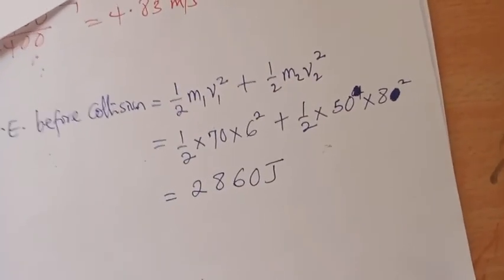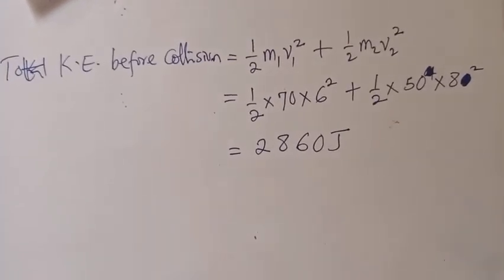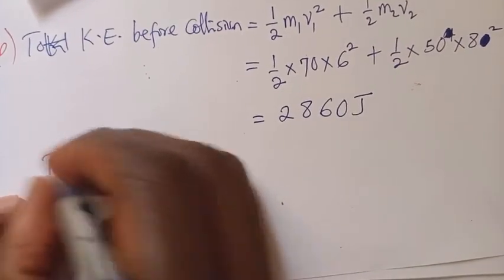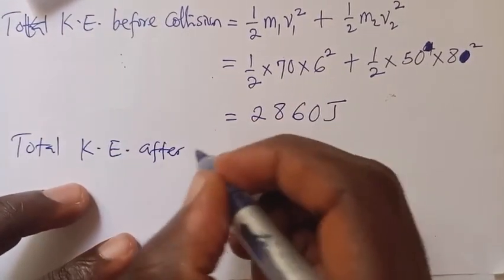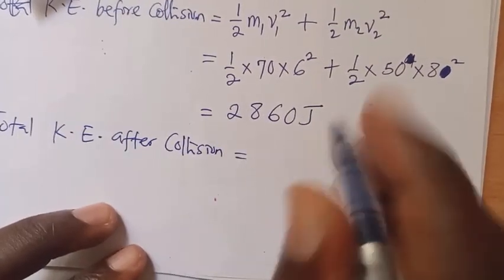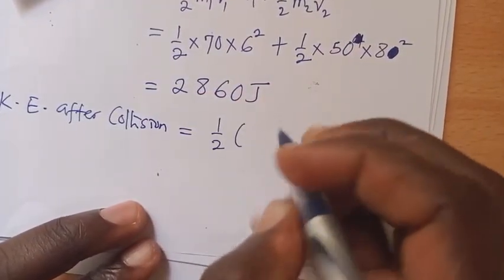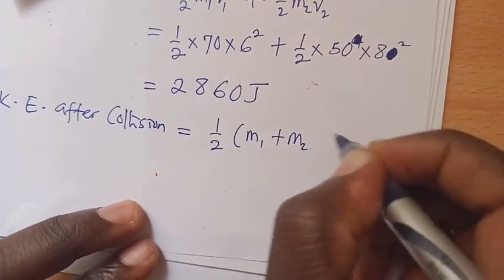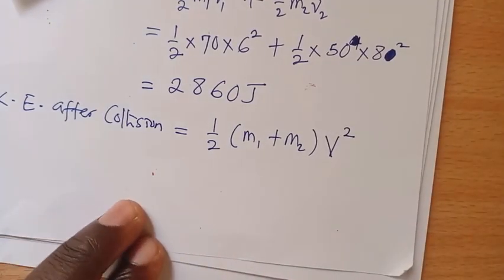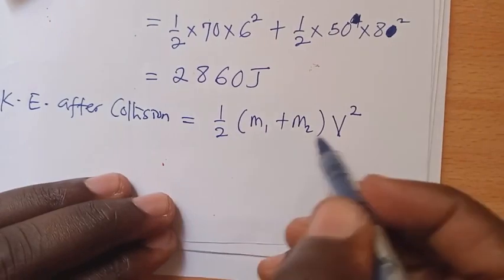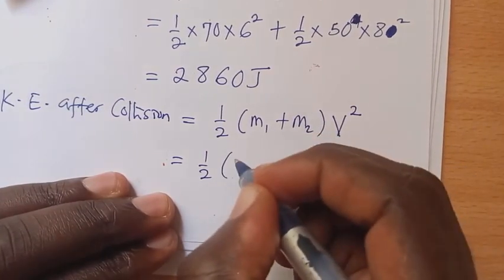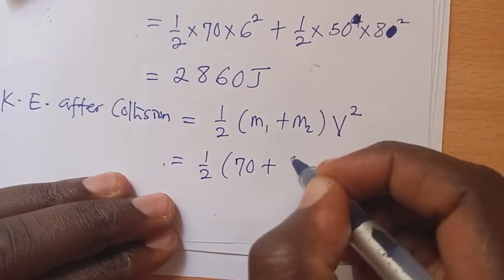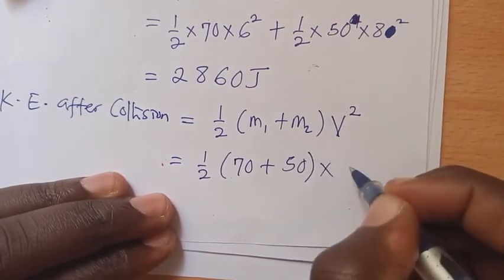Now this is the total kinetic energy before collision. After collision, what is the total kinetic energy? After collision they have a common velocity, so you add their masses, m1 plus m2, and then square the common velocity. This is their total kinetic energy after collision. So this is half multiplied by m1, which is 70, plus m2, 50, and then multiplied by the common velocity we got. What was it?